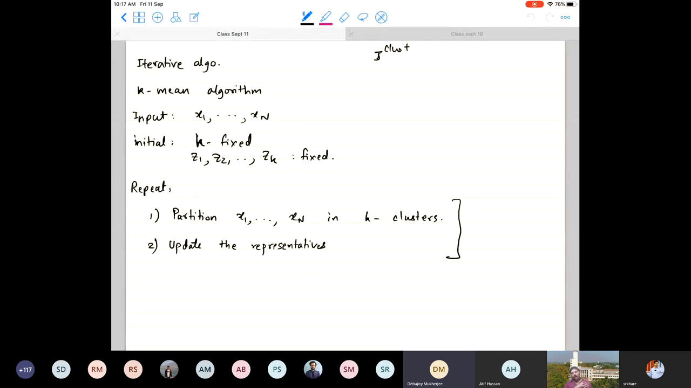That is one thing. And the other thing is that you decide a priori that, okay, I know that this data has 10 clusters. That's it. So I will work with 10 clusters only.